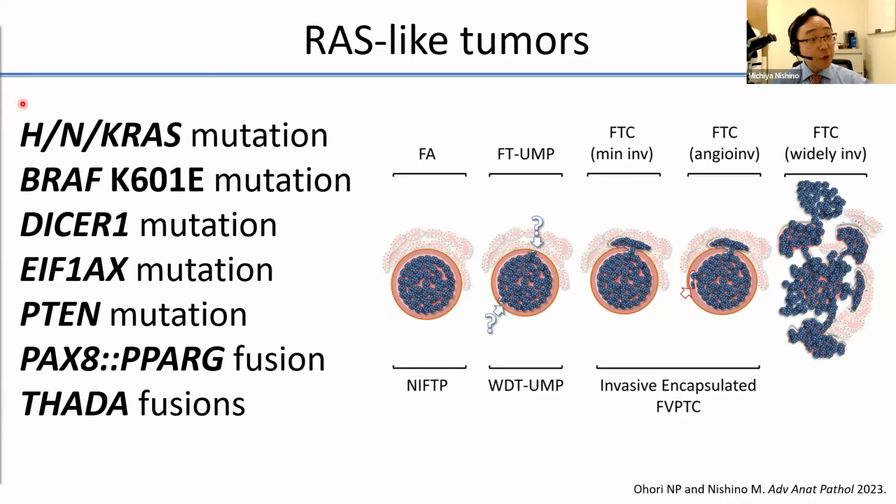So in addition to the HRAS, NRAS, and KRAS mutations, keep in mind that there is a type of BRAF mutation involving codon 601 called the K601E mutation that is also considered RAS-like in terms of their effect on thyroid neoplasia. Mutations in DICER1, EIF1AX, PTEN, and gene fusions involving PPAR gamma or the thyroid adenoma-associated gene DADA, these are all considered RAS-like alterations.